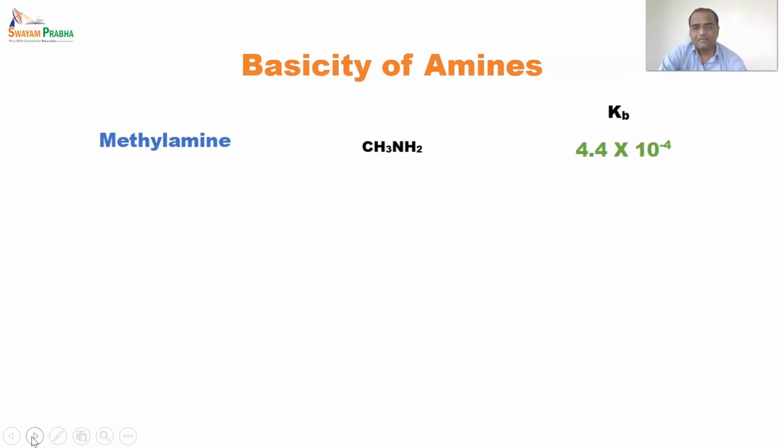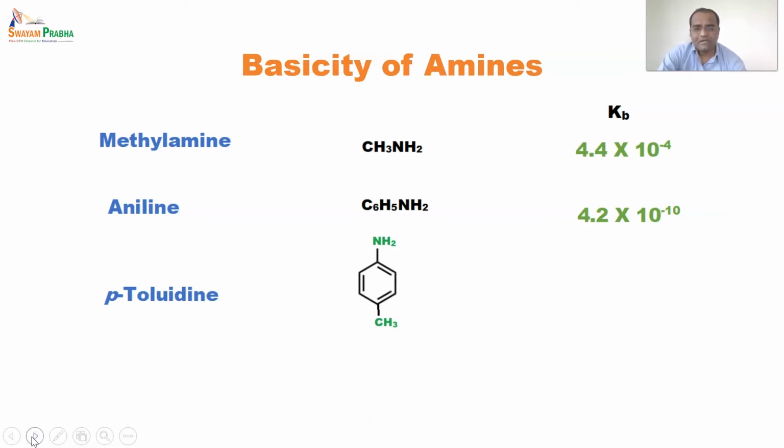The first structure is methylamine, a simple aliphatic compound, having a Kb value of 4.4 into 10 raised to minus 4. After that, aniline, which is the aromatic amine we are discussing in this session, has a basicity value of 4.2 into 10 raised to minus 10. After that, para-toluidine, having a CH3 substitution at the para position.